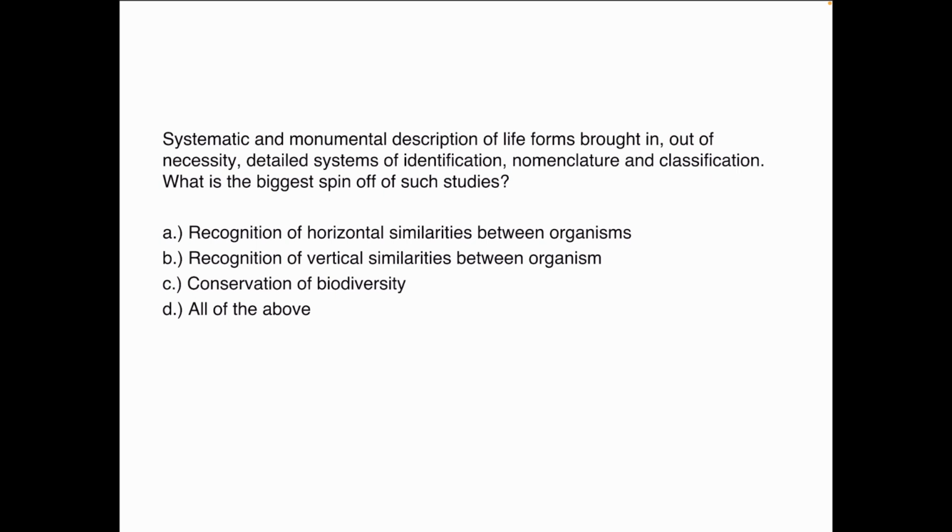So guys, let's understand this question first. Systematic and monumental description of life forms. When man started to study life forms in a systematic manner, he came to understand a few things. He came to understand that all organisms, be it A, B, C or D, who are existing at the same point of time on earth, all share similarities with one another. Since they are existing on the same timeline, on one horizontal timeline, this is called horizontal similarity.